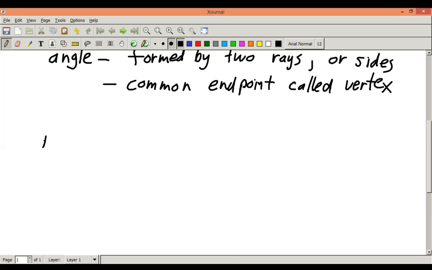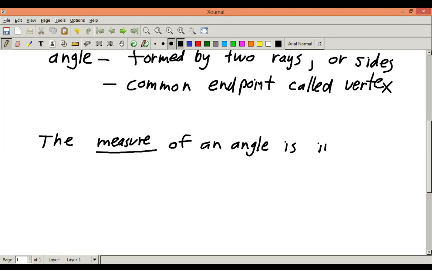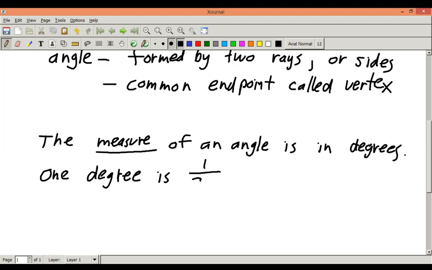Okay, so now we talk about the measure of an angle. The measure of an angle is in degrees. So we say an angle is 35 degrees or whatever. 1 degree is 1/360th of a circle. Because you might know, we haven't talked about this yet, but you might know from a previous class that circles have 360 degrees. So 1 degree is 1/360th of a circle.